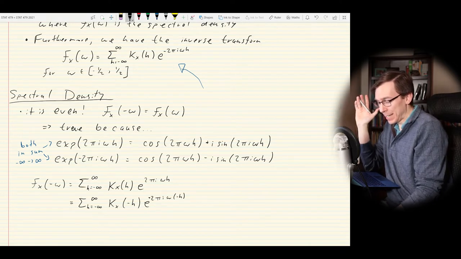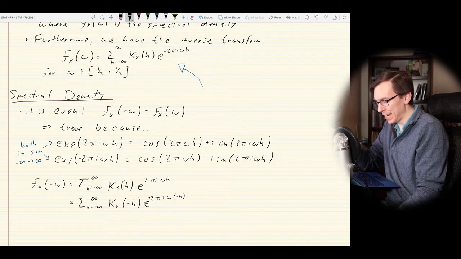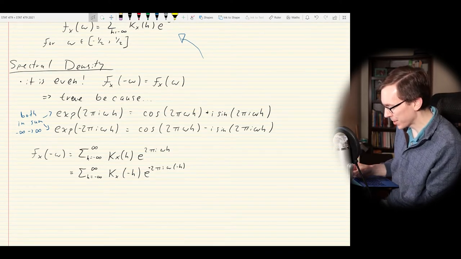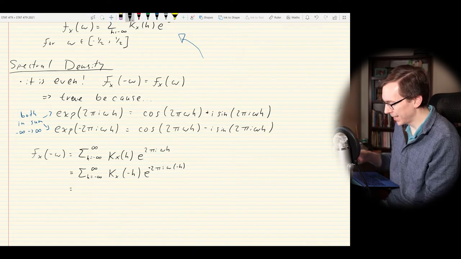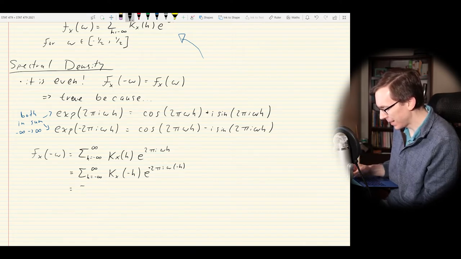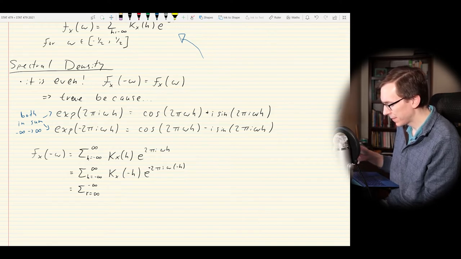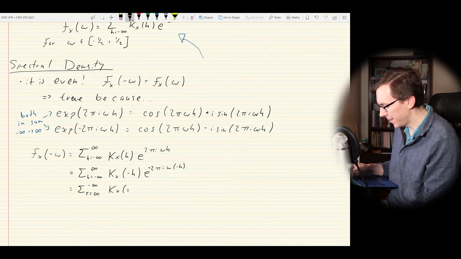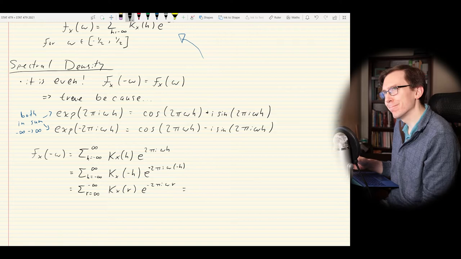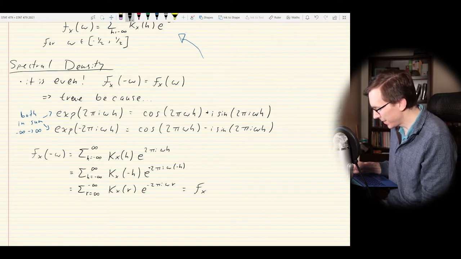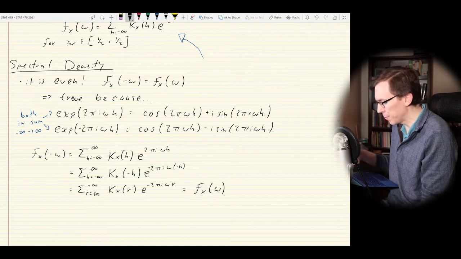And 2 pi minus 2 pi i omega minus h, right? And what we end up doing is summing all of the same terms, but running h backwards. So we can replace h with, what comes after h? J? I don't really want to use J. How about r? R feels like a good lag variable. So we're effectively running r from infinity to minus infinity of k_x(r) e to the minus 2 pi i omega r, which, because summation is commutative, even when I'm summing to infinity, we end up with just the spectral density at omega.